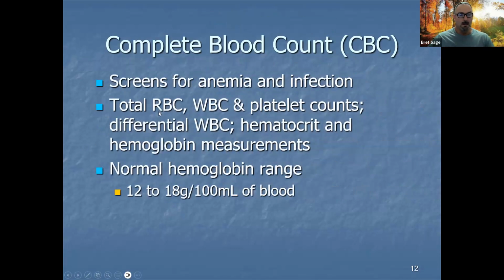CBC. When you get a CBC, it screens for anemia and infection, total red blood cells, white blood cells, and platelet counts, differential white blood cells, sometimes called DIF, hematocrit, and hemoglobin measurements come as a result of the CBC. Normal hemoglobin range for most adults is 12 to 18 grams per 100 milliliters of blood.